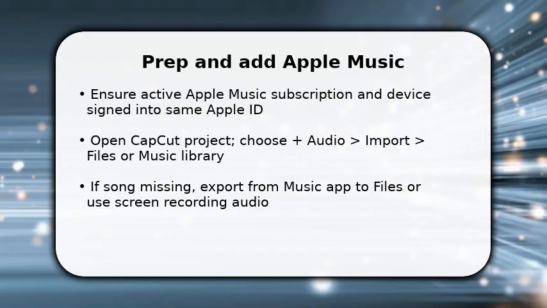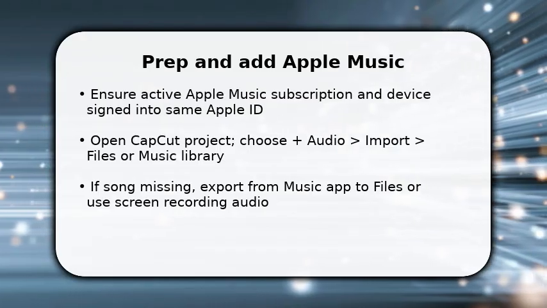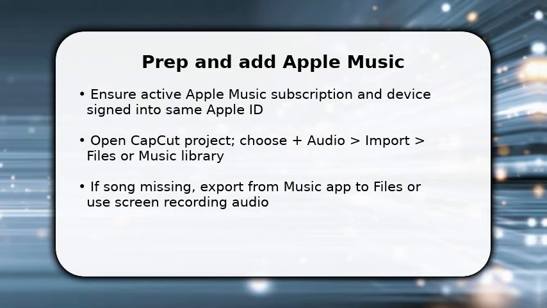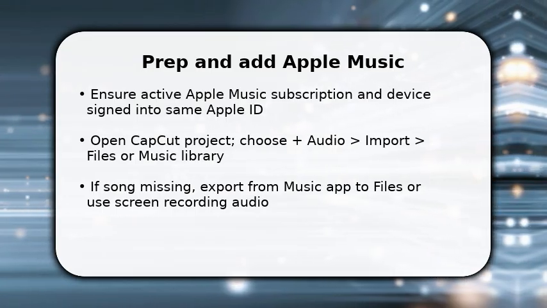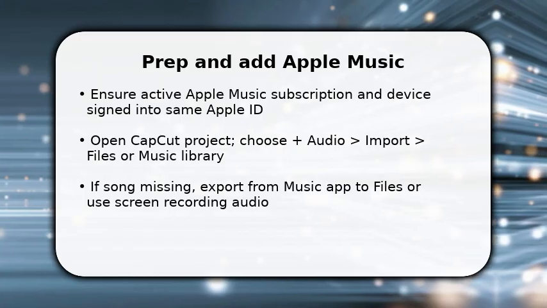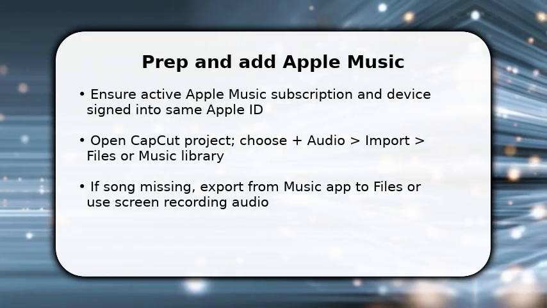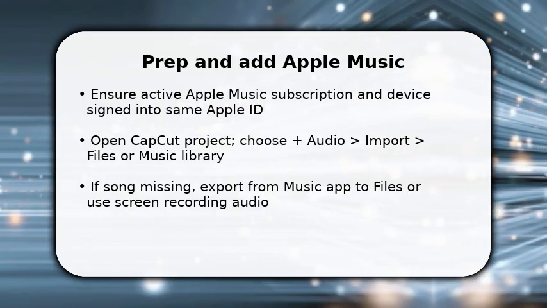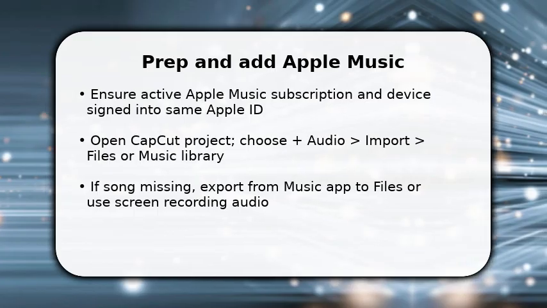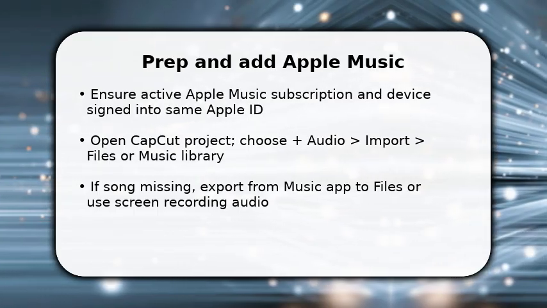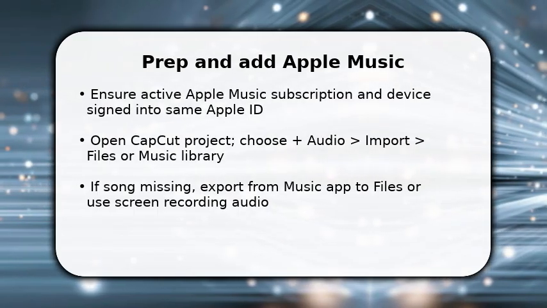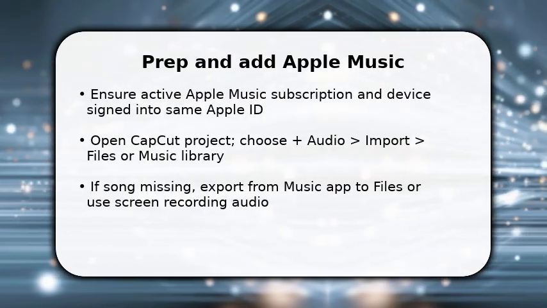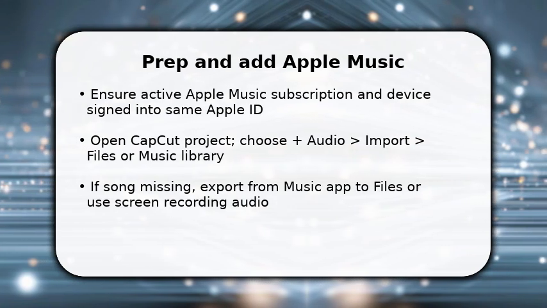You start by confirming your Apple Music subscription and signing into the same Apple ID on your device. This lets CapCut access purchased or downloaded tracks. Once confirmed, open your CapCut project and tap Audio, then Import to find files or the music library. If the song doesn't appear, export it from the music app to files or capture audio with a screen recording. Do this first so you have a local audio file CapCut can read. Then import immediately and place it on the timeline.